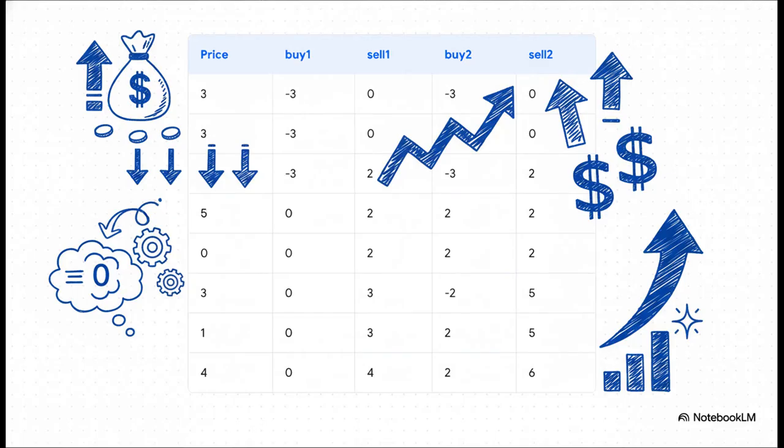Okay, let's walk through this table. Day 1, price is 3. Our best buy one is now -3 because we just spent $3. Simple enough. Day 2, price is still 3, so nothing changes.